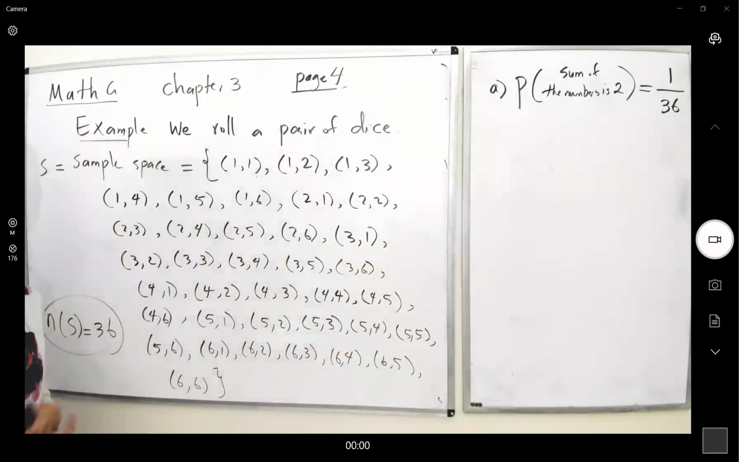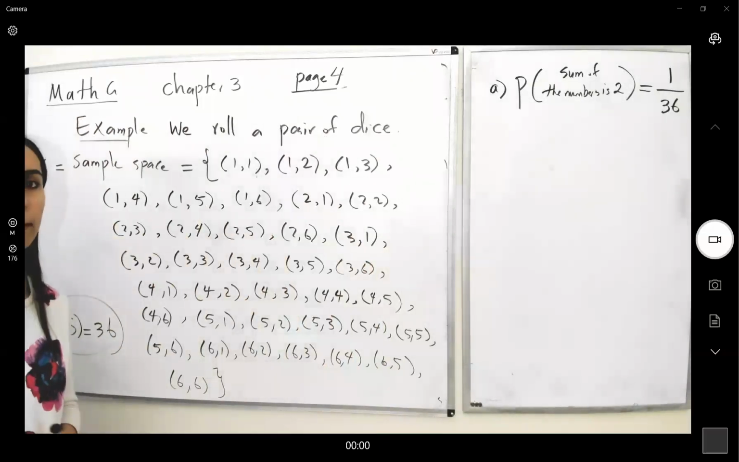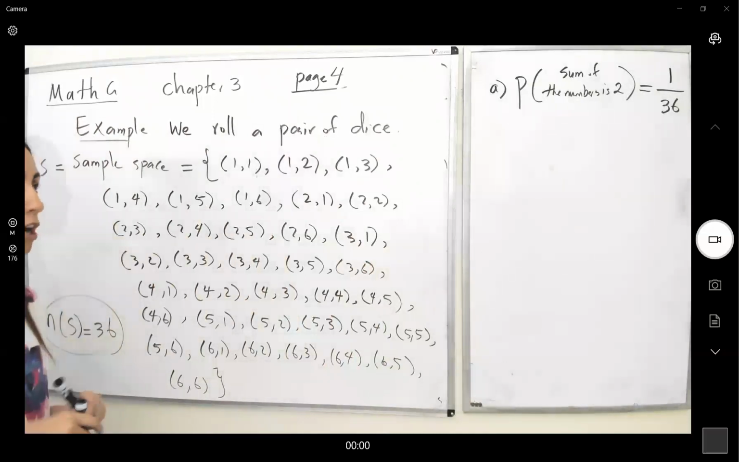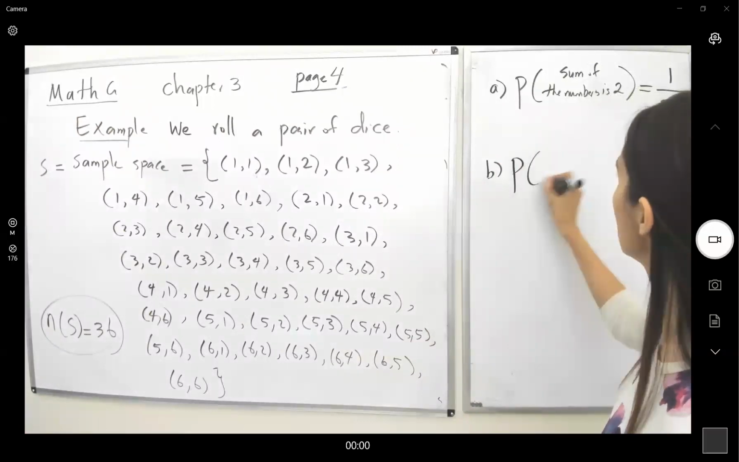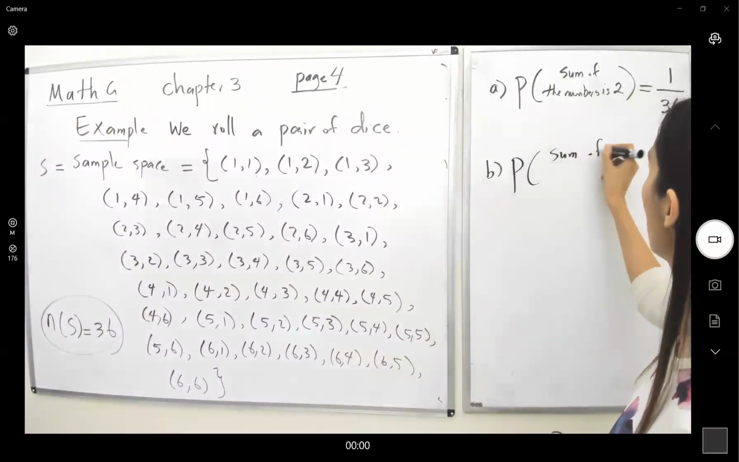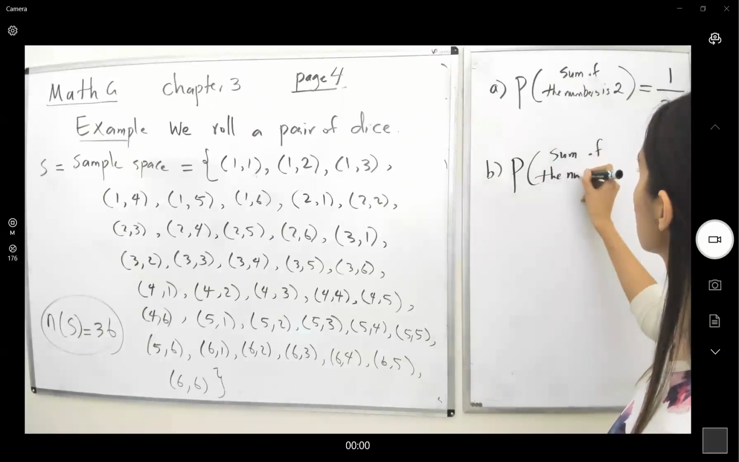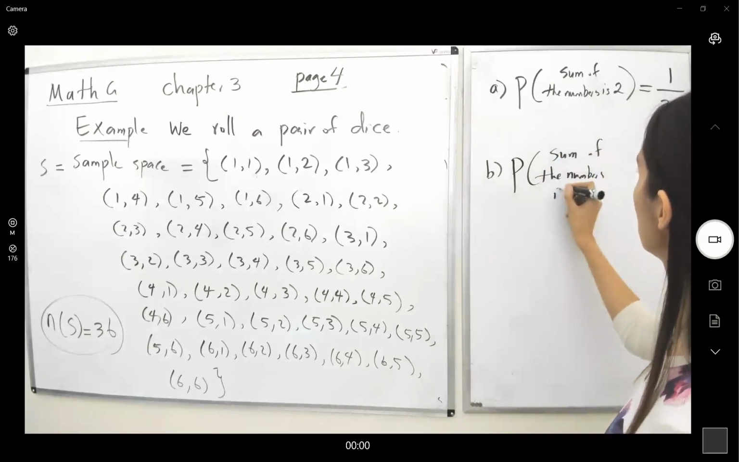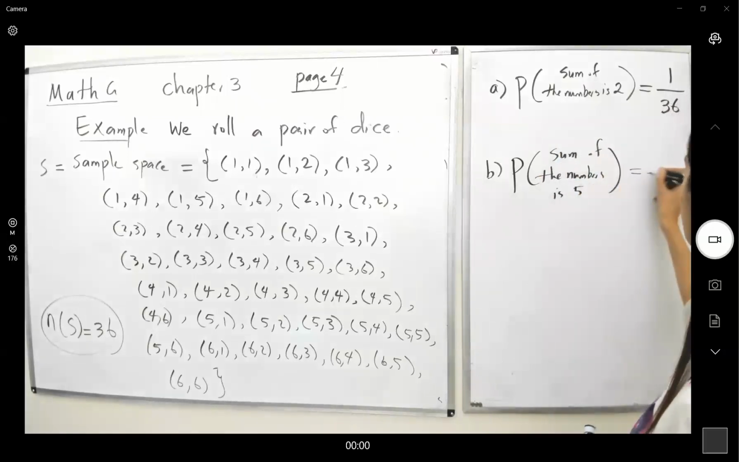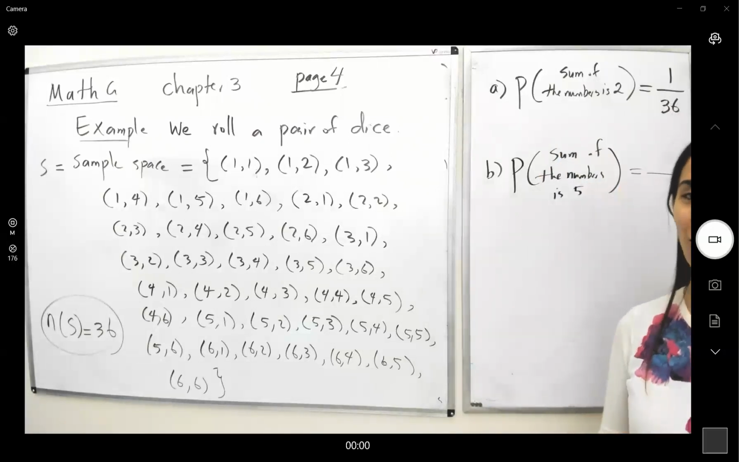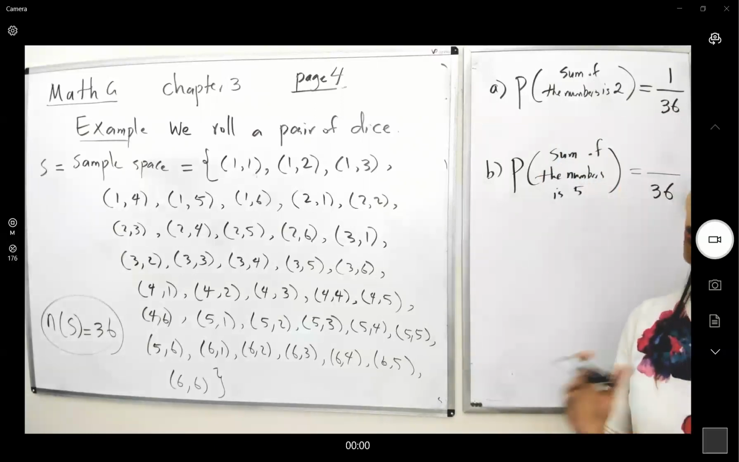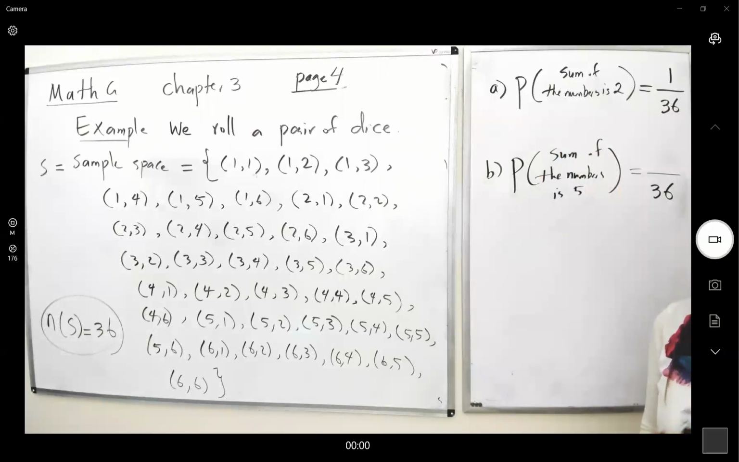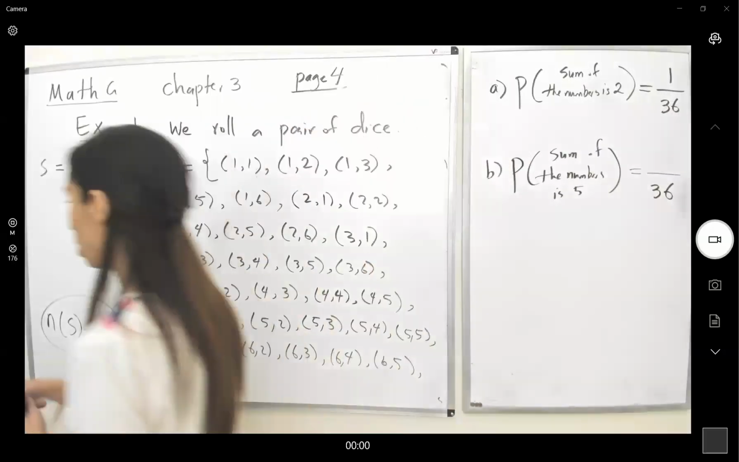Well, part B says the sum is equal to 5. The probability that the sum of the numbers is 5. Again, you're working with probability. You have to write the fraction. On the denominator, you have 36. What goes on the numerator? The sum is 5, so let us find all of those pairs.